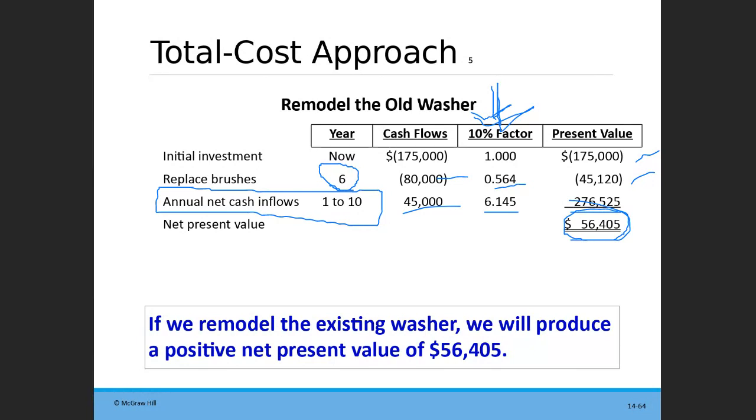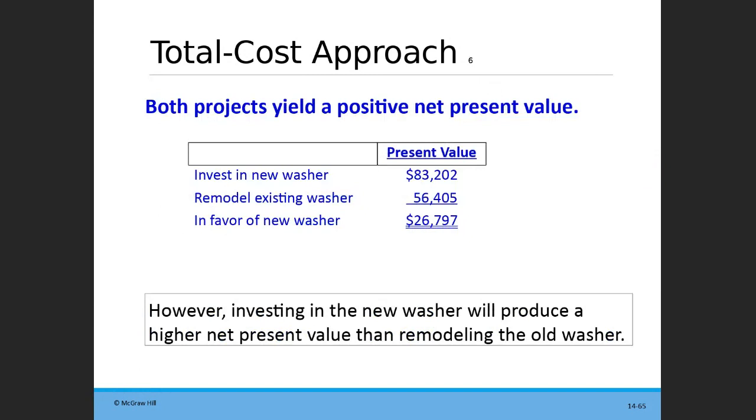So we've got two NPVs now. Which one do we like better? Well, new washer, 83,202. Old washer, 56,405. So if we put the new one in, we're going to be better off by 26,797. So I guess we get a new washer.